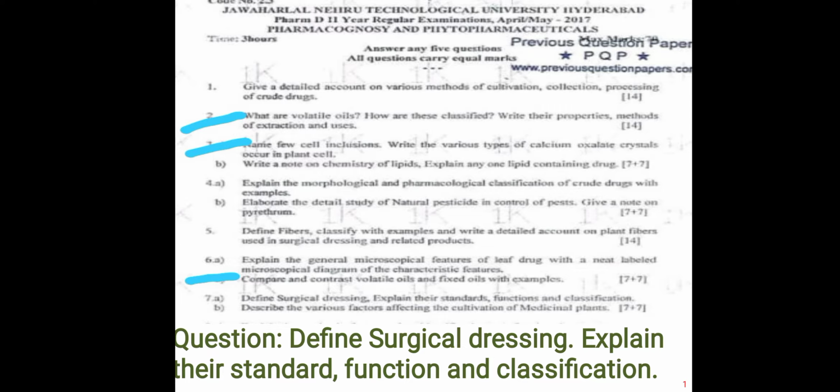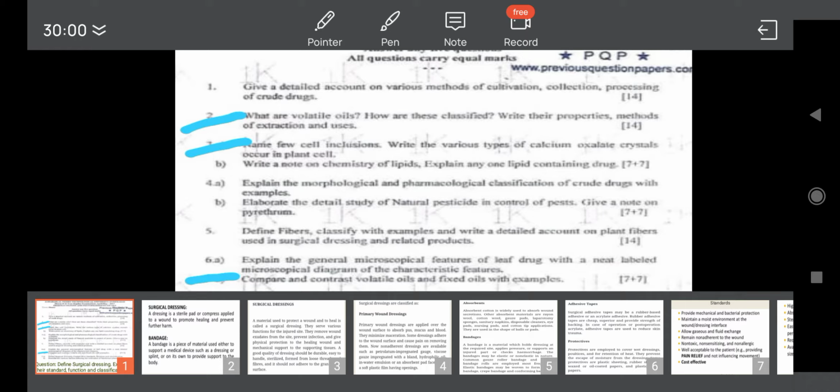Right. So in our regular classes, we have discussed the different types of surgical dressings. When this kind of question is asked for 7 marks, you can see in the seventh question it has been divided into two bits, A and B, 7 plus 7 marks, right? So how are you going to answer this question? It has been divided into four categories: definition, standard, function and classification, right? So coming to the definition, how are you going to define it?